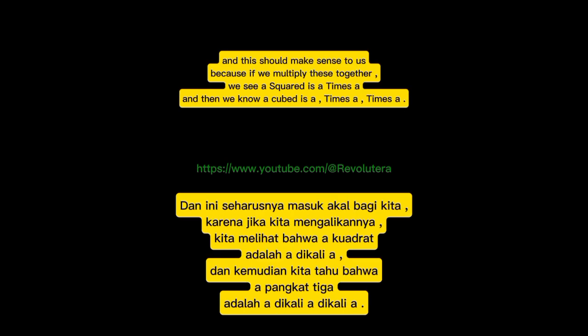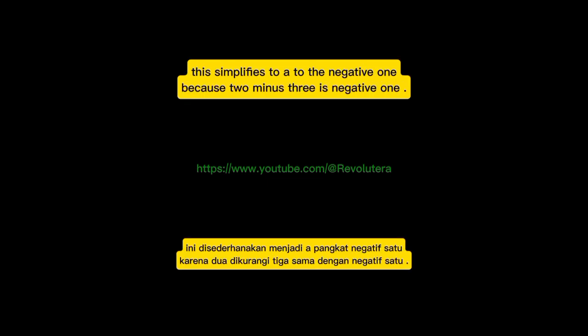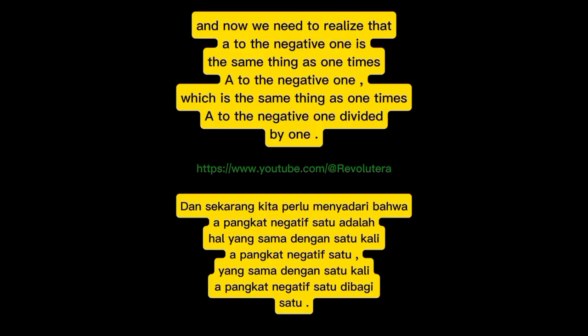And this should make sense to us, because if we multiply these together, we see a squared is a times a, and then we know a cubed is a times a times a. This simplifies to a to the negative 1 because 2 minus 3 is negative 1. And now we need to realize that a to the negative 1 is the same thing as 1 times a to the negative 1, which is the same thing as 1 times a to the negative 1 divided by 1.